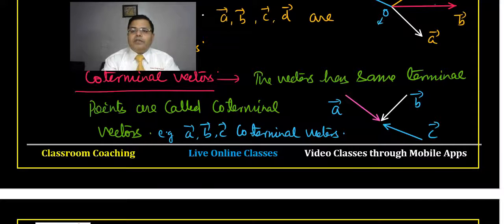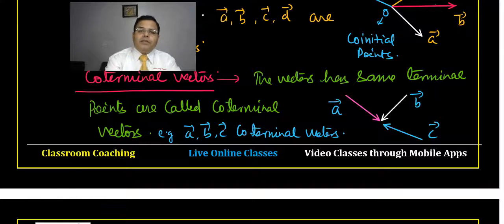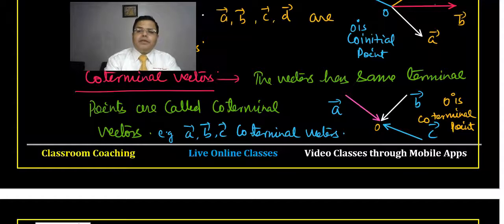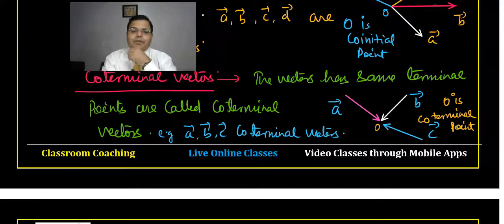This is called the co-terminal point. This one is called the co-initial point. Only one point. And this point is called the co-terminal point. Say O is the co-initial point. Here O is written without an arrow, because with an arrow it would represent a vector. So just write O is the co-initial point. I hope you got it.